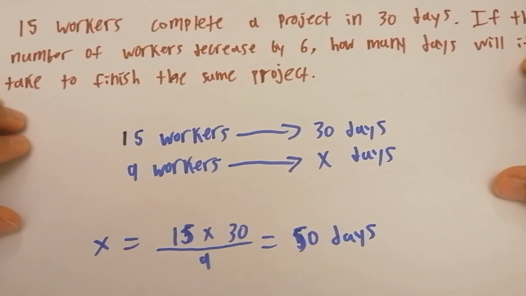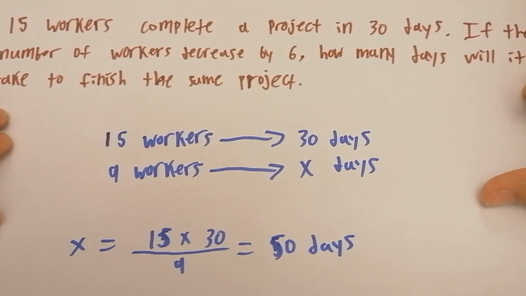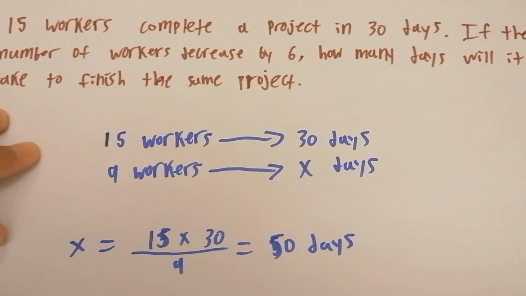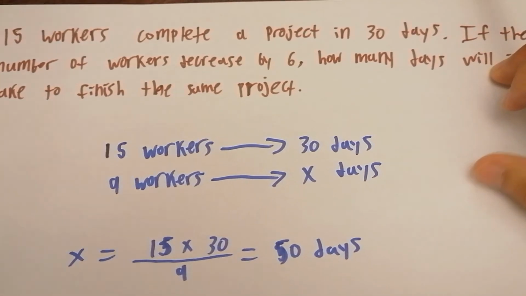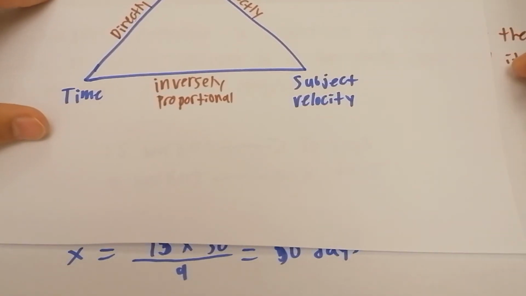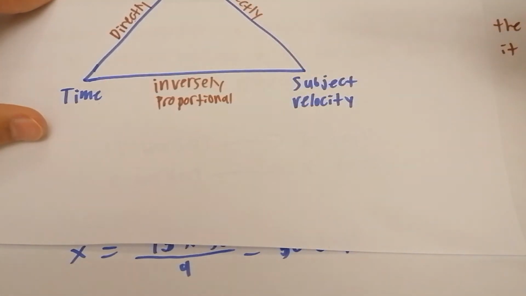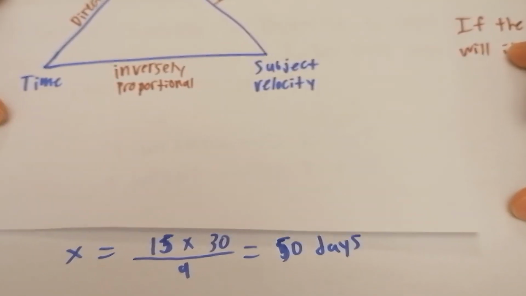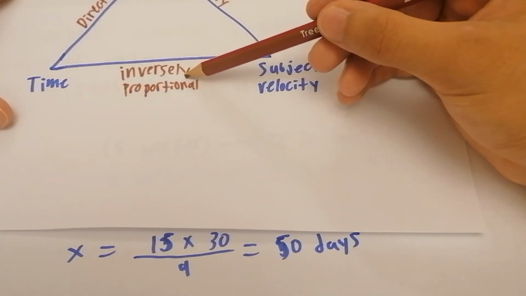15 workers complete a project in 30 days. If the number of workers decreases by 6, how many days will it take to finish the same project? Now we can observe a relation between time and the subject, or in this case, the workers. This indicates an inverse proportion.